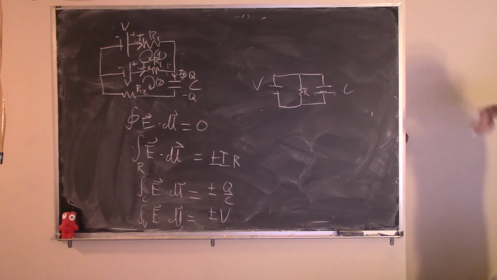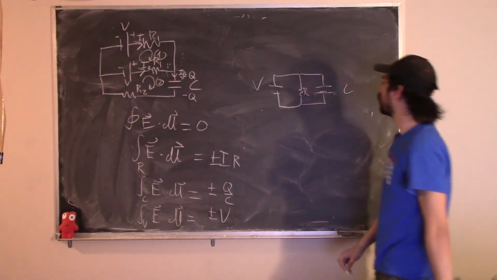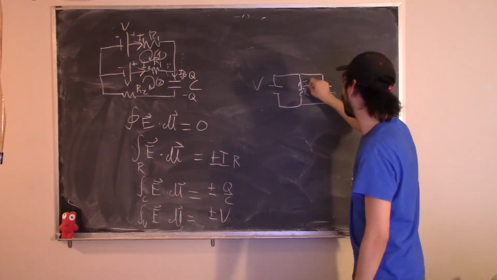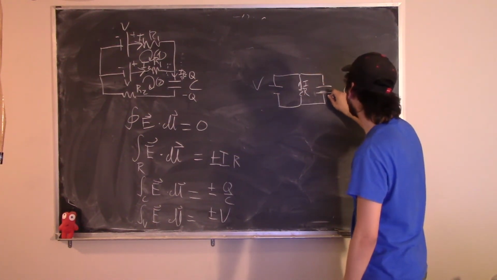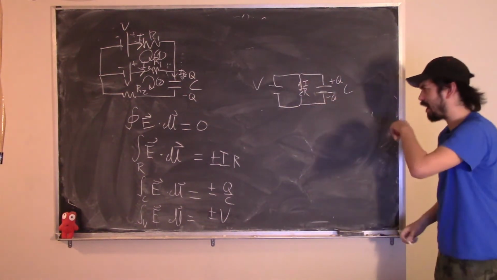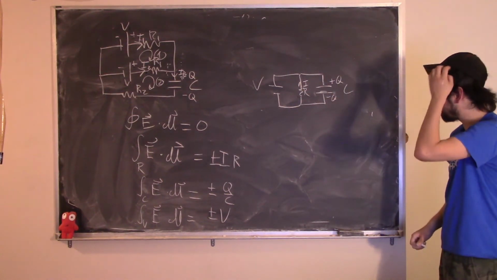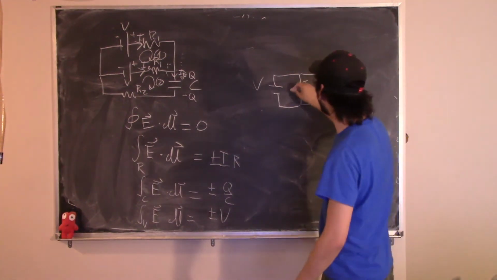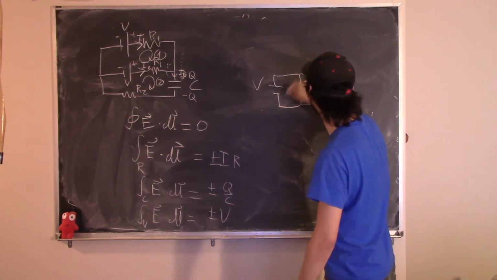So as always, what we need to do is label some things. I'm going to label my current going up. I'm going to label this to be minus Q and make this plus Q. It doesn't really matter, but you'll see what my point is here. Now let's draw some loops. We have some loop 1 and some loop 2.